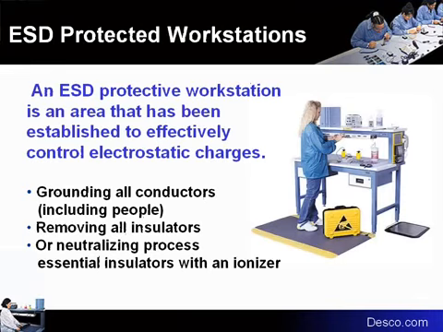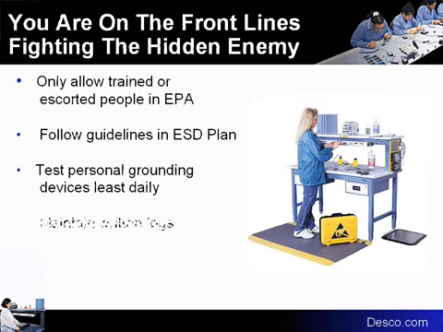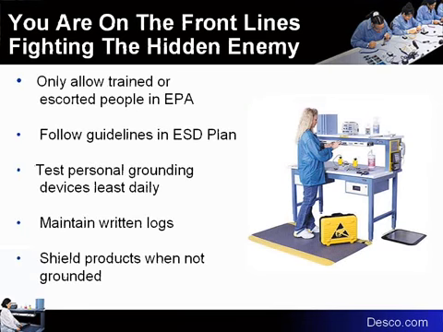The main feature that we have for our ESD protected workstation is going to be grounding all conductors, including people, removing any insulators or neutralizing the process with an ionizer to give a complete ESD controlled workstation. So it is imperative to have people understand that only trained or escorted operators are allowed in the EPA. All of the guidelines that are set up in the company ESD control plan need to be followed. Testing needs to be done daily, with written logs to verify this testing, and shielding is always used when products are not grounded.